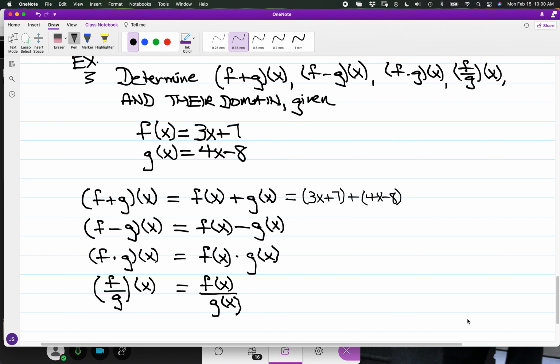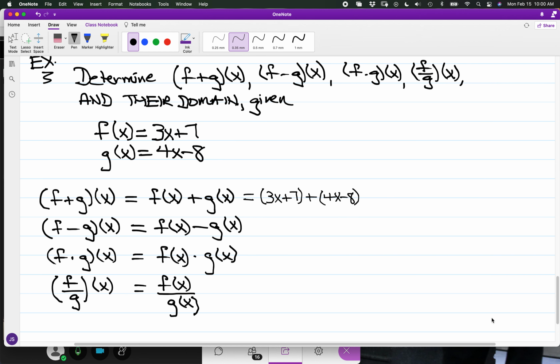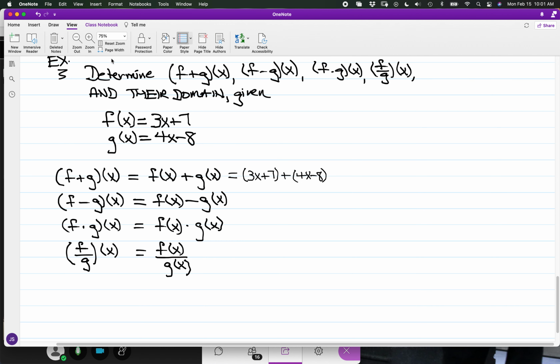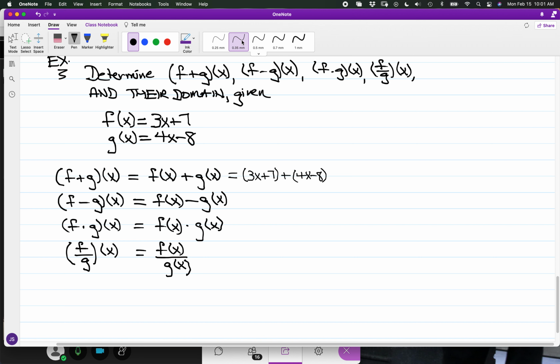All right, so if I add these functions together, it sort of has a feel of the factoring by grouping exercises. You've got parentheses separating, and you have an operation of addition in the middle. But instead of drawing out any common factors, we're just going to add the terms right away. So you've got 3x plus 7 plus 4x minus 8. Removal of the parentheses does not change the signs of any of the terms.